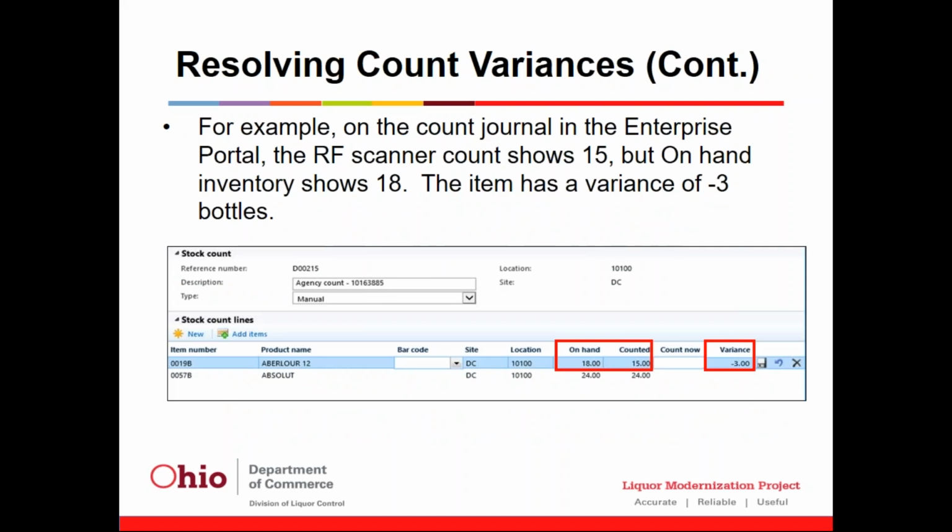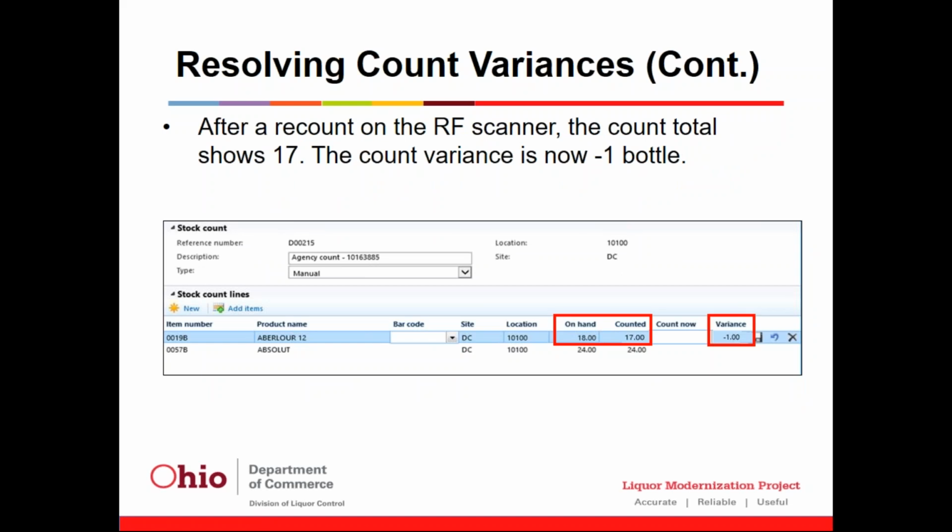As an example here, we went through and did our initial counts for item 19B. On hand said I should have 18. My initial count, I only had 15, so I was short 3 bottles. Well, I went and did investigation, and sure enough, I had 2 bottles of this behind the counter for a customer coming in later that day. So I need to change my total count on this item from 15 to 17. I'm going to use the Modify Count option on my RF scanner, and I'm going to enter a total of 17 bottles. And when I go back into the Enterprise portal, I can see that my counted quantity has changed, and now my variance is only 1 bottle.